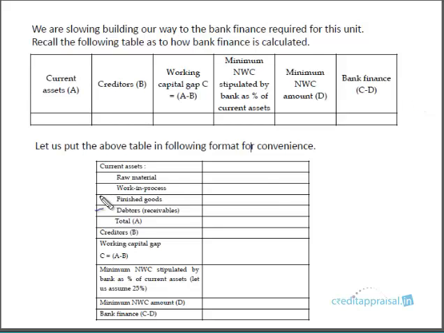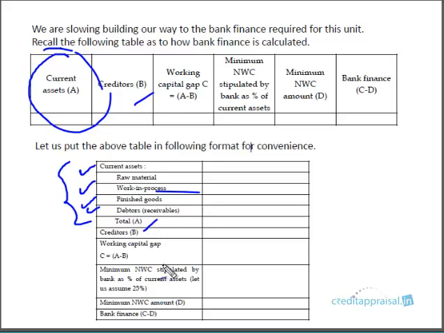So I will recast this table into this format. Same format, this is the vertical format. Everything is same. The current assets, I'm now giving a breakup: raw material, work in progress, finished goods, and debtors. Rest is same: creditors, working capital gap, minimum NWC, bank finance. I just recast this from a horizontal format into vertical format.